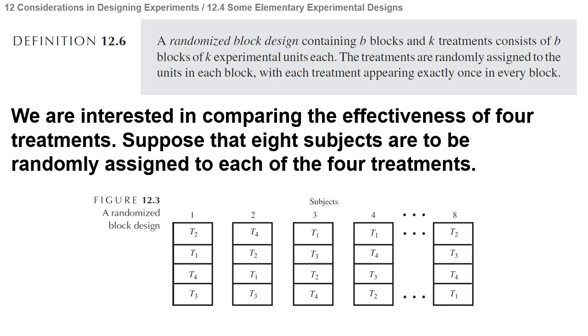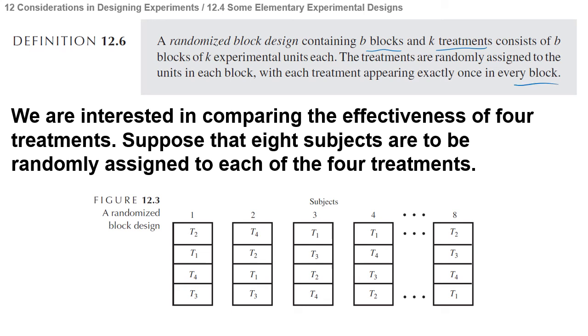Let's move on to definition 12.6. A randomized block design containing B blocks and K treatments consists of B blocks of K experimental units each. The treatments are randomly assigned to the units in each block, with each treatment appearing exactly once in every block.